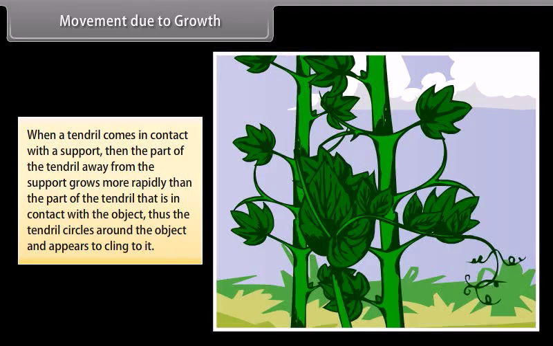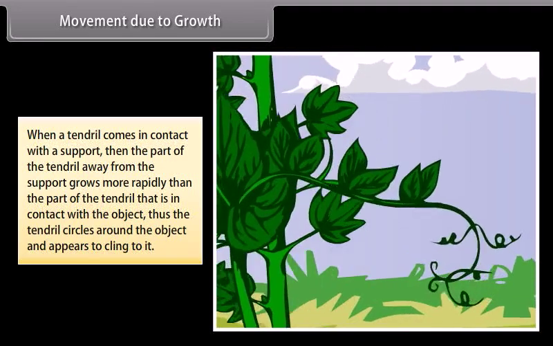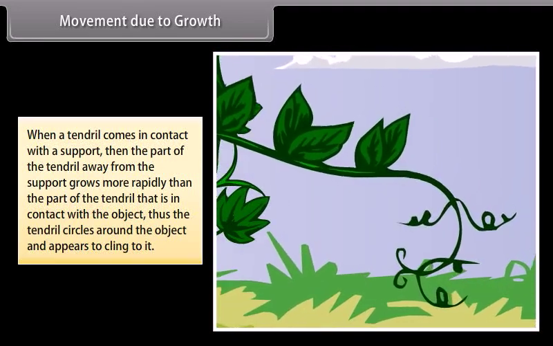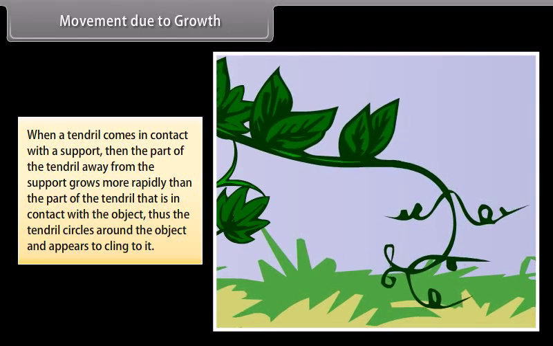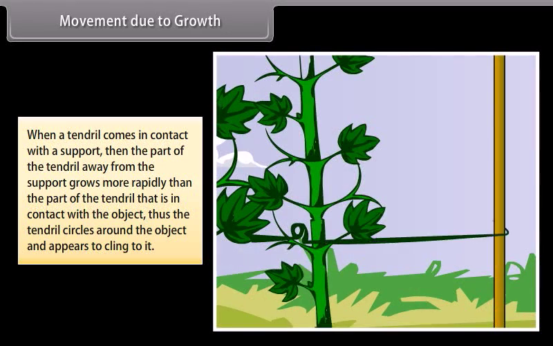Movement due to growth. When a tendril comes in contact with the support, then the part of the tendril away from the support grows more rapidly than the part of the tendril that is in contact with the object. Thus, the tendril circles around the object and appears to cling to it.